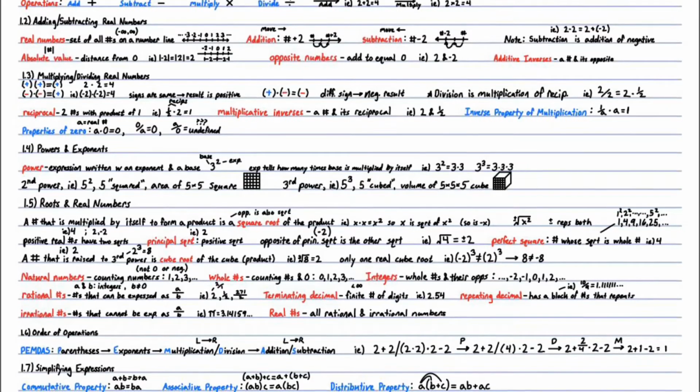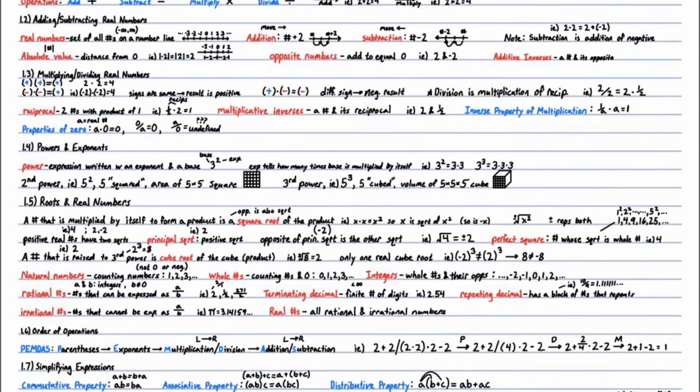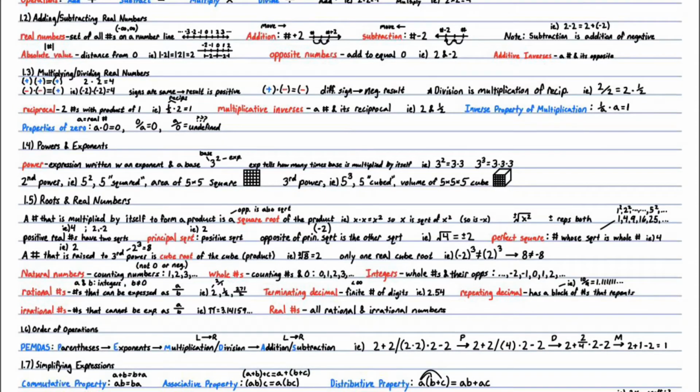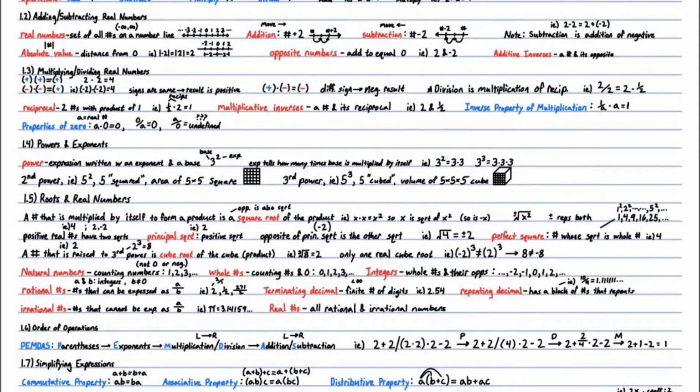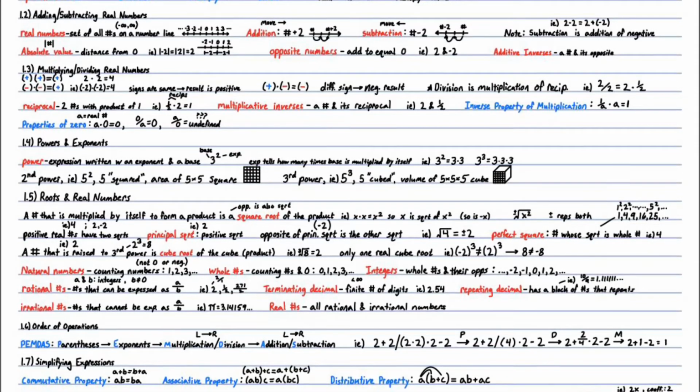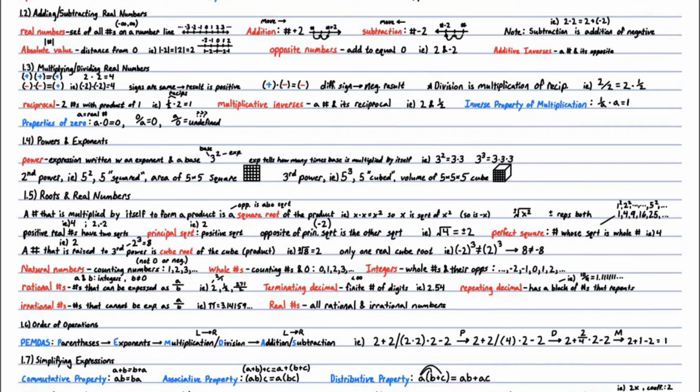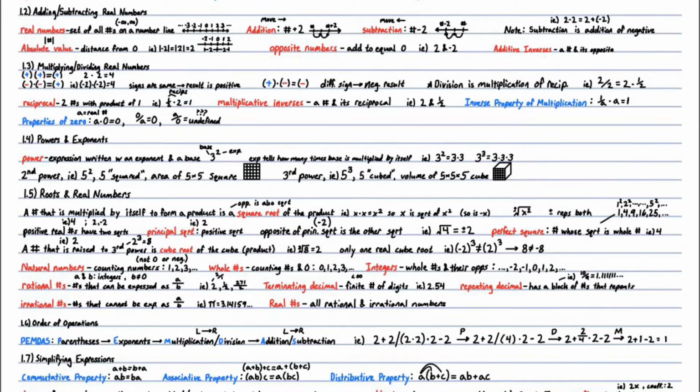A number that is multiplied by itself to form a product is a square root of the product. The opposite of the number is also a square root of the product, i.e., x times x equals x squared. So the square root of x squared is x. Negative x is also a square root of x squared. Plus or minus the square root of x squared represents both the positive and negative square root.